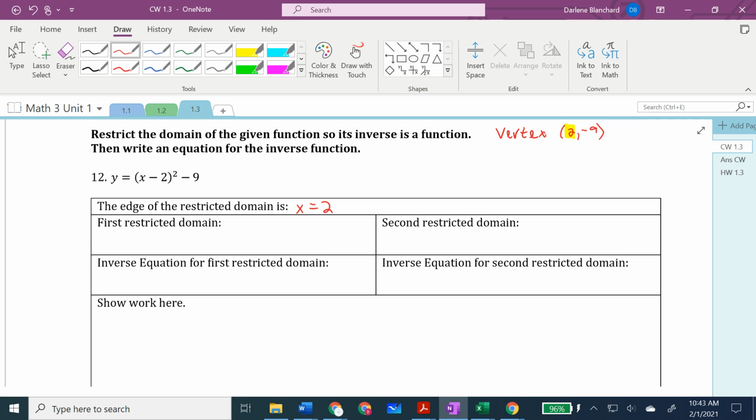Then you're going to choose how your left and right columns might look different. And I'm going to, again, do it differently than I have the answers written, just for the sake of you seeing two completely correct versions. One restricted domain is negative infinity until I reach that x-coordinate 2. The other restricted domain is to start at 2 and go to infinity.